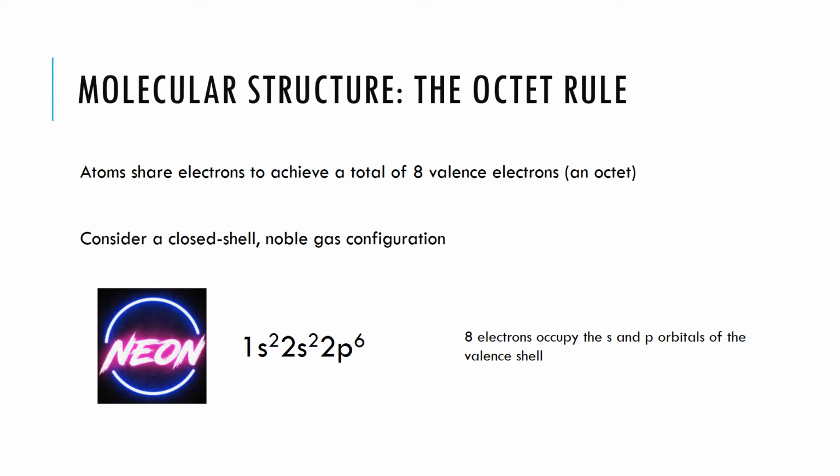So something like neon, right at the far right-hand side of the periodic table, has 8 electrons in its s and p orbitals, and we say that it's got a complete octet and is therefore a stable species. And this is one of the reasons why the noble gases are indeed noble and fairly unreactive.